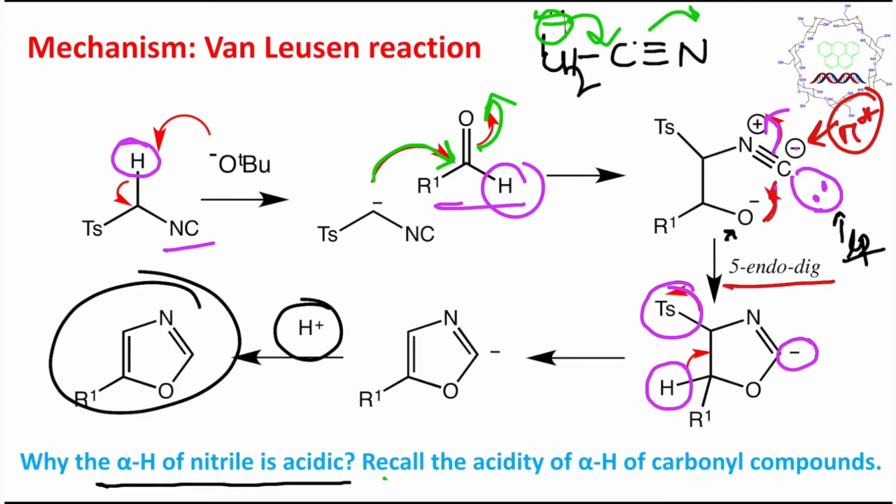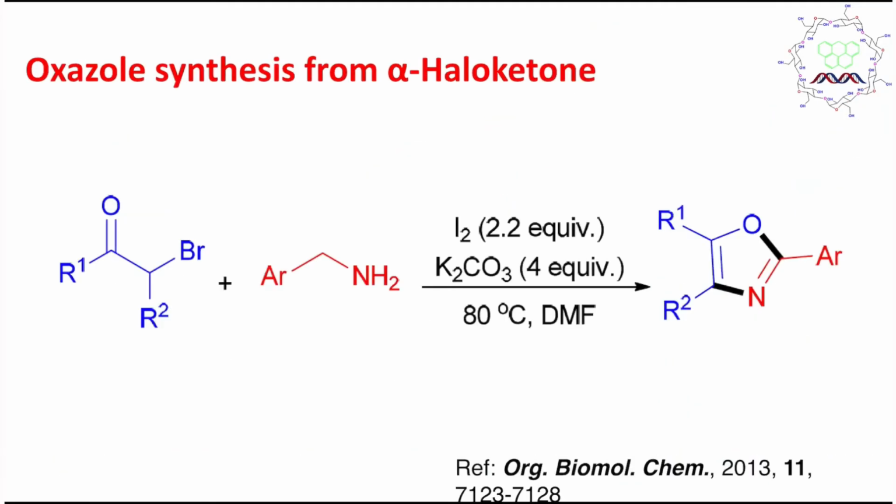Now I request you, please recall the acidity of alpha hydrogen of the carbonyl compound, because from aldol, Claisen, lots of reactions are related to this concept. Now let's come to the last named reaction. I know it's a little long, but students, I want to finish in one lecture. That is oxazole synthesis from α-haloketone.